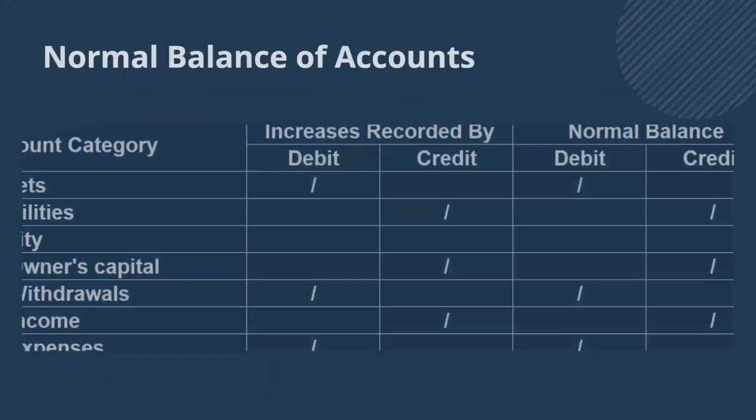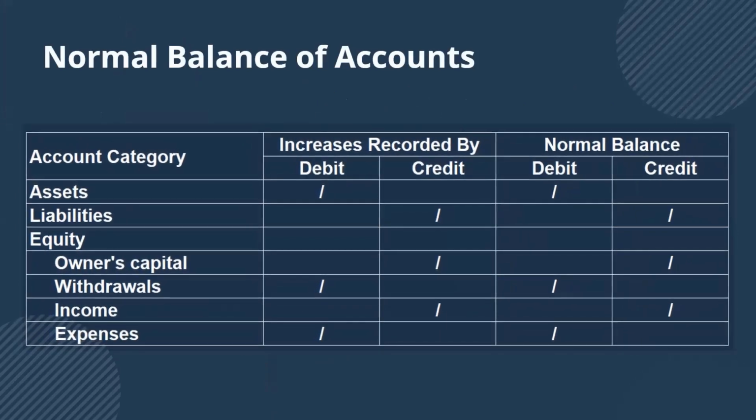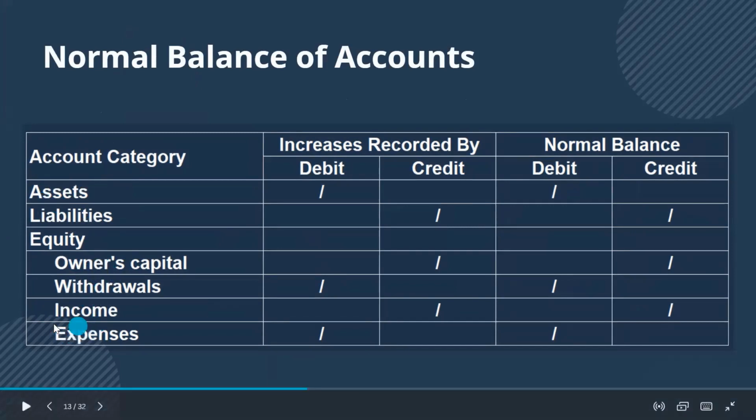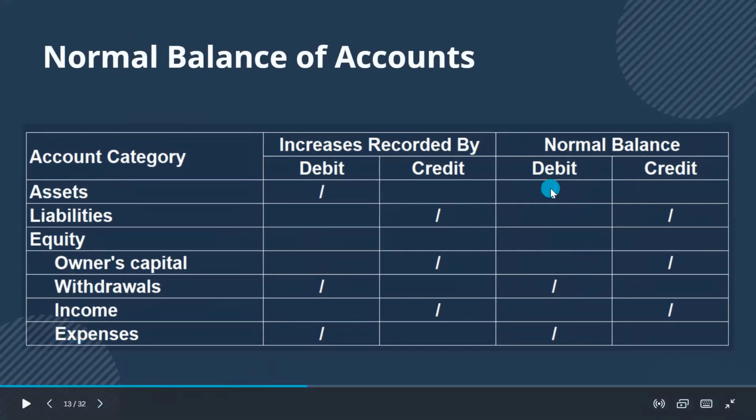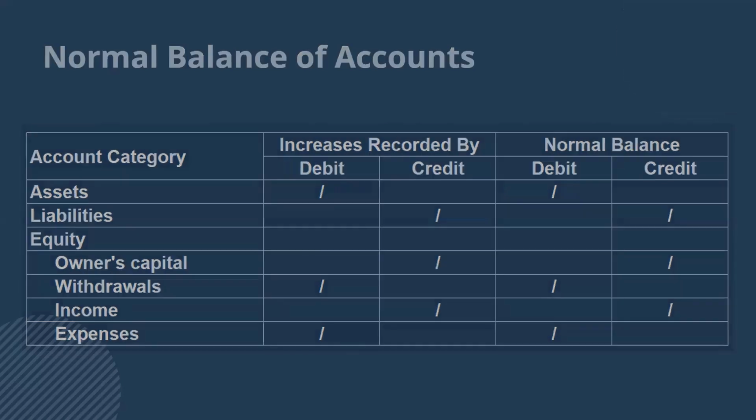So here is the secret formula. We need to understand the normal balance of each account. Okay. The normal balance of accounts for assets, withdrawals, and expenses is debit, while the liabilities, owner's capital, and income are on credit. So basically, when the normal balance is debit, the increases are recorded by debit, while if the normal balance is credit, the increases are recorded by credit. Okay?